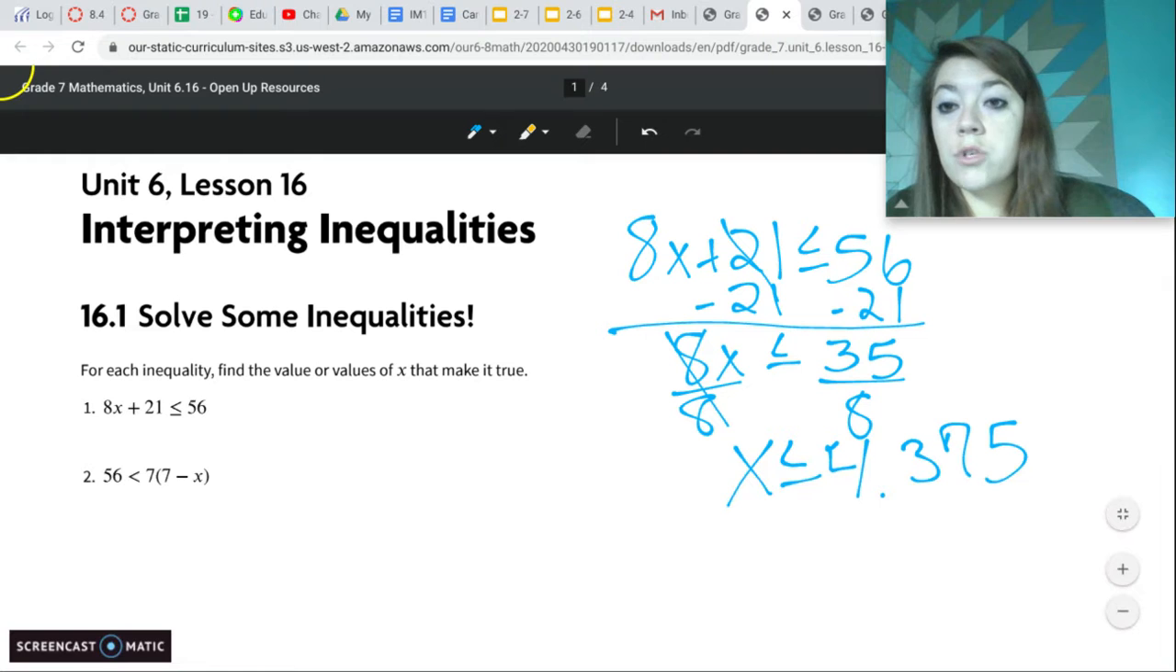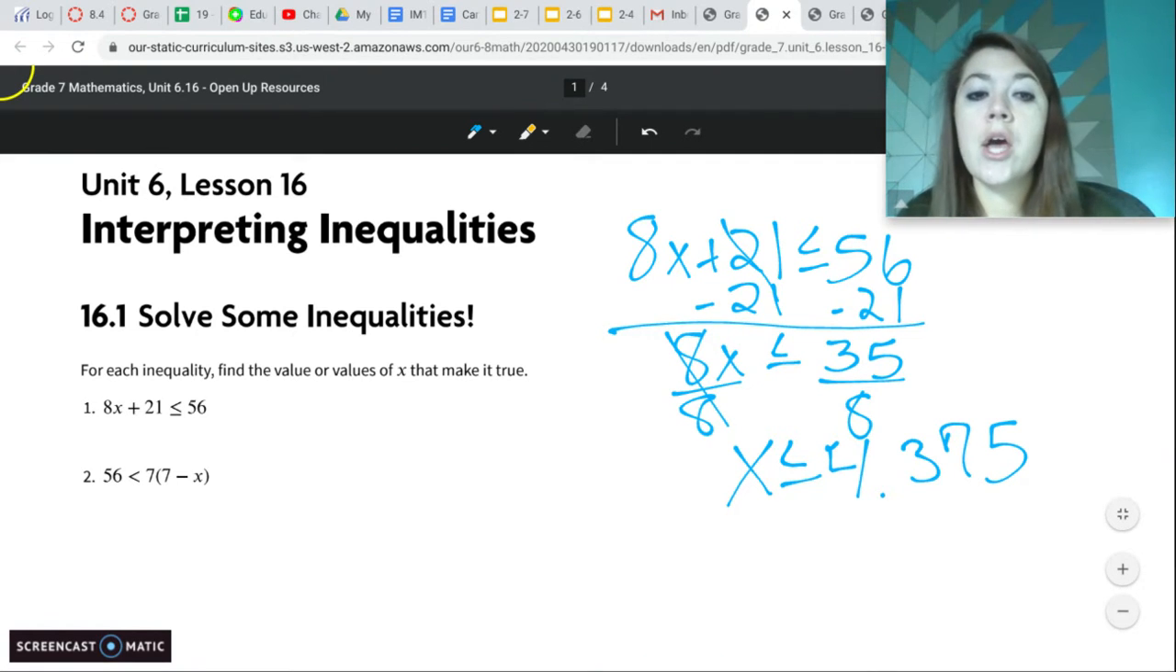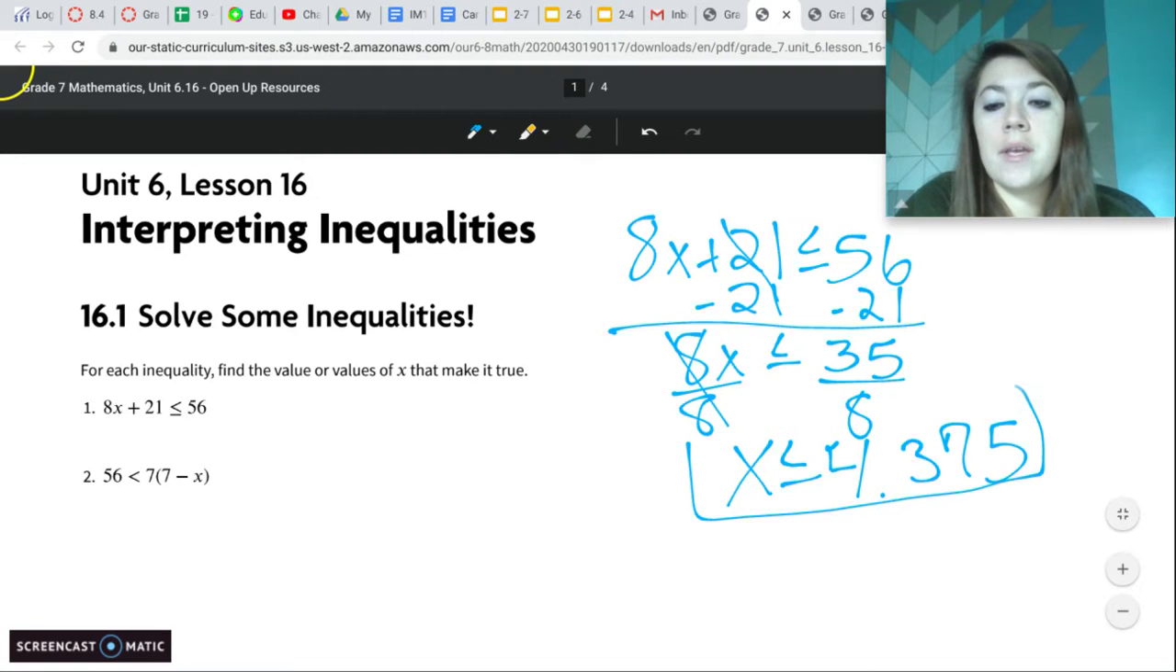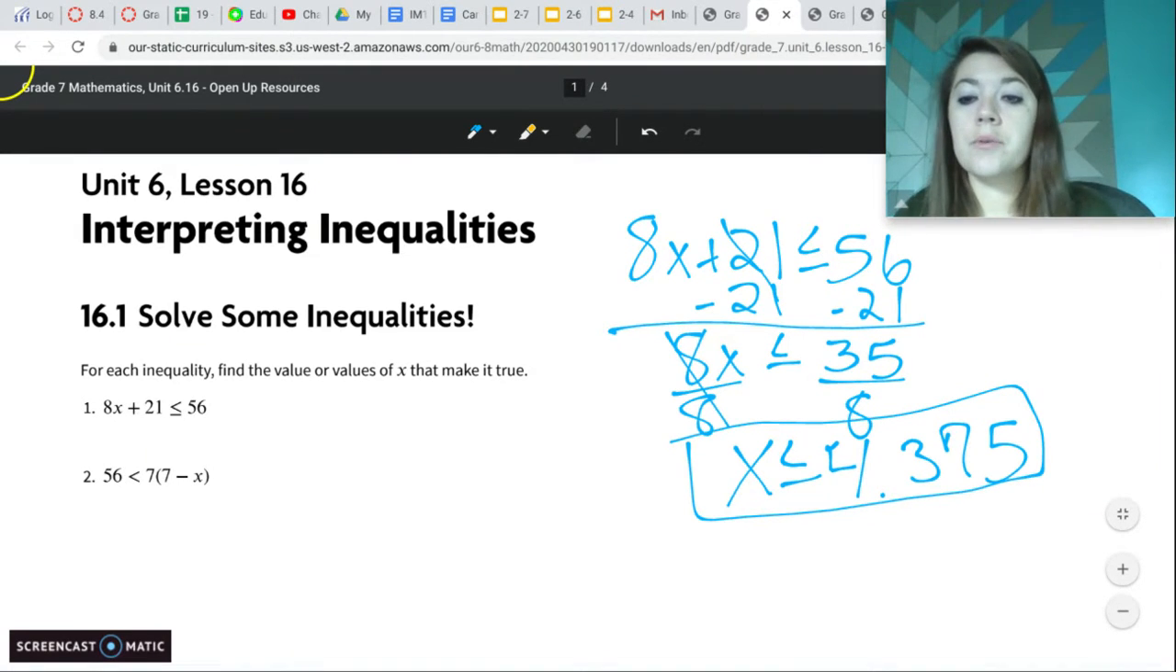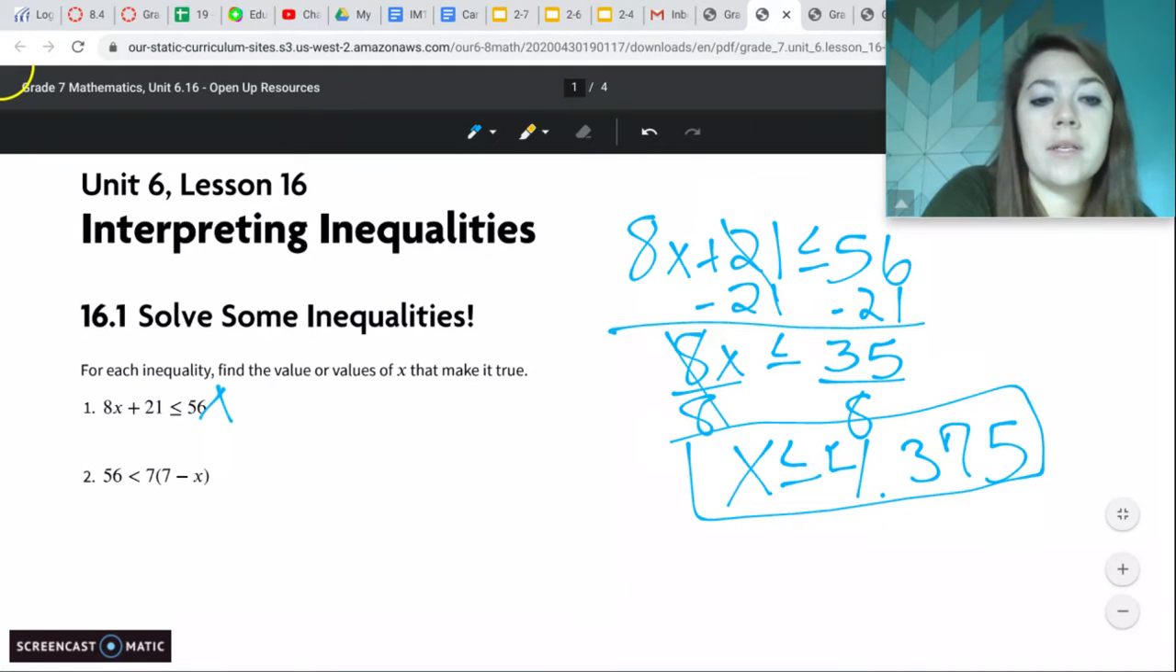So one possible solution would be 4. Okay? We could also have 0, we could have negative 10, we could have negative 100. Those are all possibilities for solutions to it, but this is the key thing. It has to be less than or equal to 4.375.